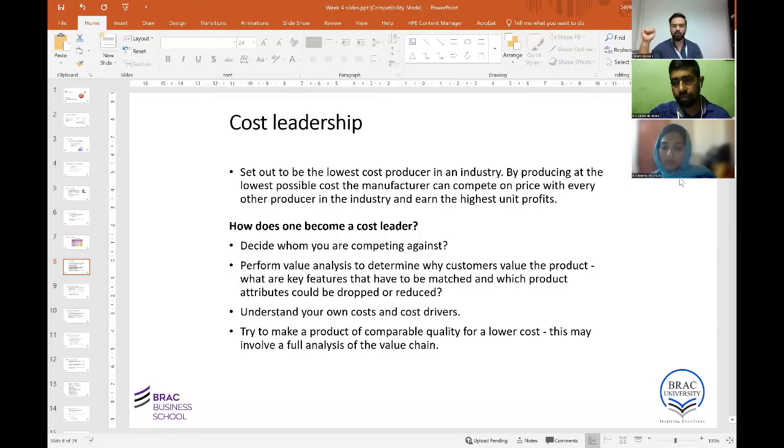So the main goal of cost leadership is that you're trying to reduce your cost. You compare what you are going to compete against, and then do a value analysis: how can you offer slightly better value than others, and also do a bit of price engineering: how can you lower the cost so that you can offer the product at a comparatively cheaper price.